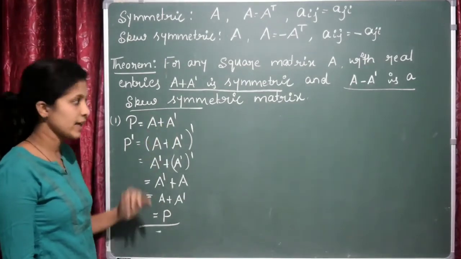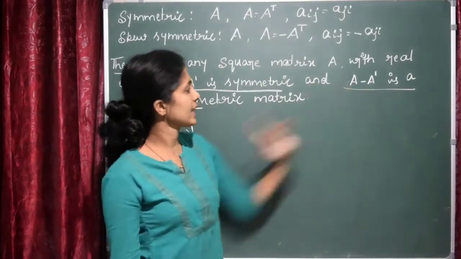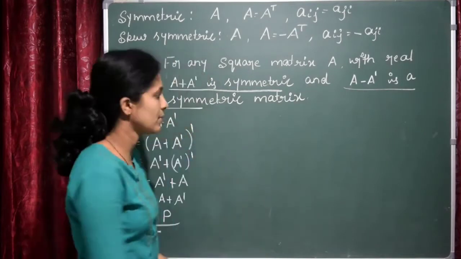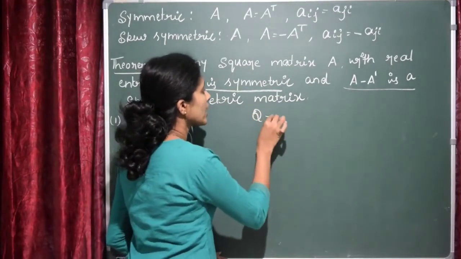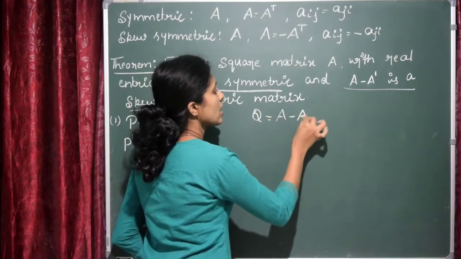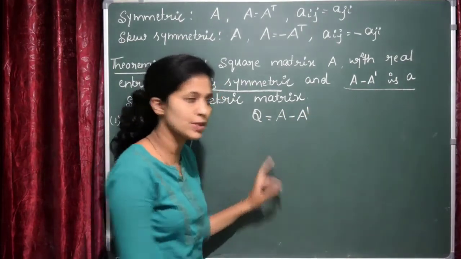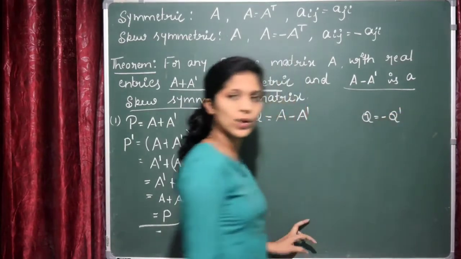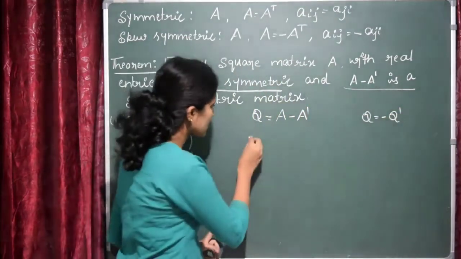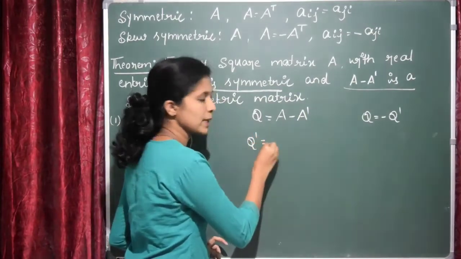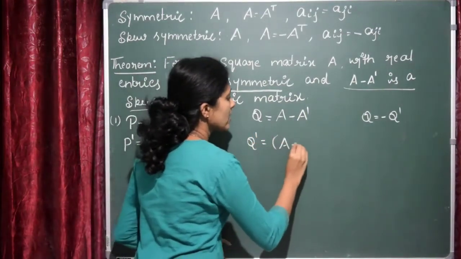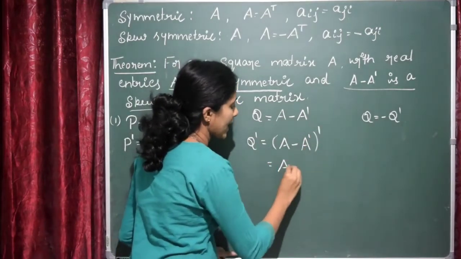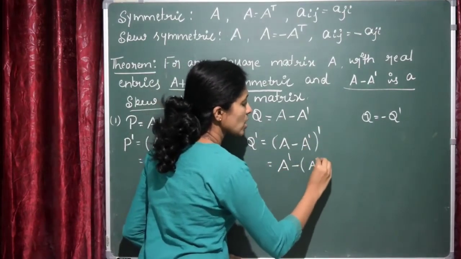Simple one, right? Next we will consider A minus A dash is skew symmetric. We have to prove A minus A dash is skew symmetric. We will consider Q is equal to A minus A dash. Now what do I have to prove? To say it is skew symmetric, I have to prove that Q is equal to minus Q transpose. Now we will consider the Q dash. So Q dash will be equal to A minus A dash whole dash. So this can be written as A dash minus A dash whole dash.